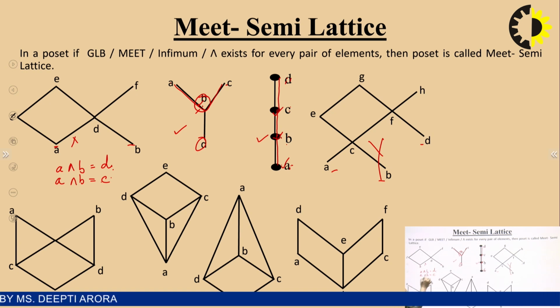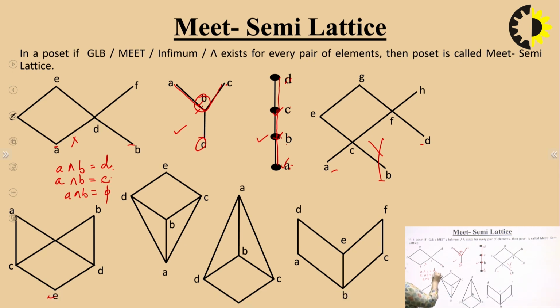So we are saying for A and B, we are unable to find the meet, because from C and D, we can't pick only one. We have to pick only one and we are unable to. That means for A and B, we are unable to find the meet. So this is not a meet semi-lattice.